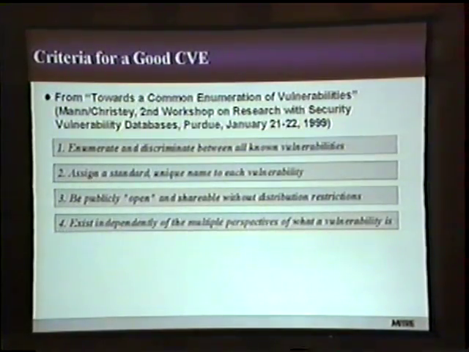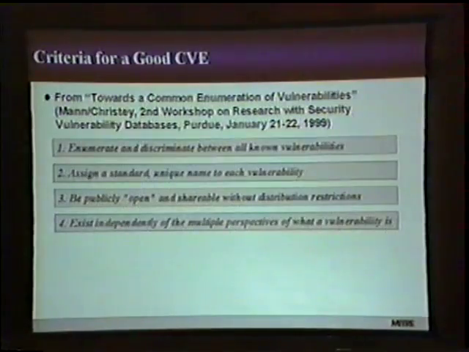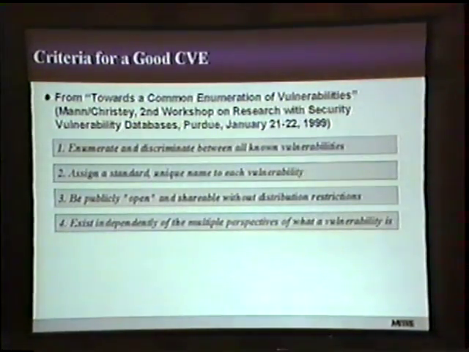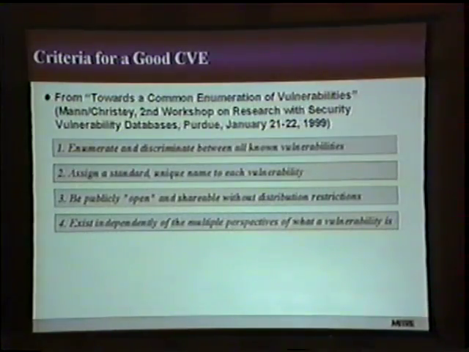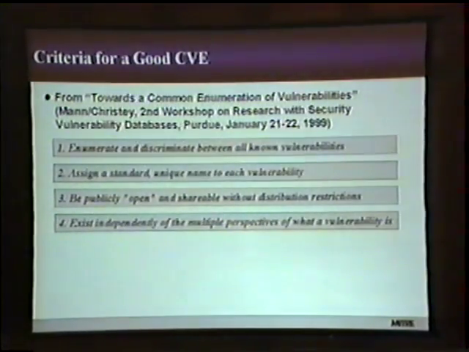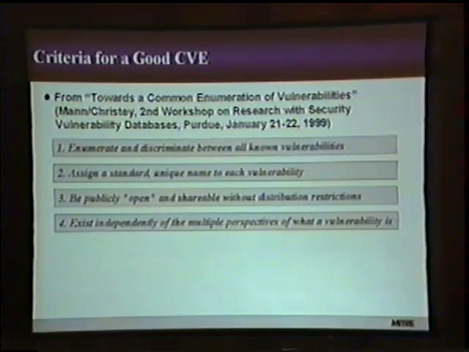So first of all, this is a pretty obvious one. We want to be able to enumerate and discriminate between all known vulnerabilities. Secondly, we want to assign a standard, unique name to each vulnerability so that everyone can use that name. And because we want the naming space to be out there, we need the list itself to be open and shareable without any distribution restrictions. And then finally, and this is one of the real challenges, we wanted to exist independently of the multiple perspectives of what a vulnerability is. What we keep finding over and over again is that everyone has a different definition, a different notion of what a vulnerability is.